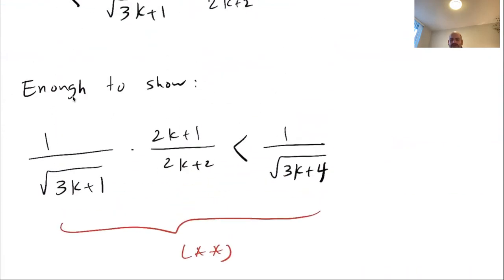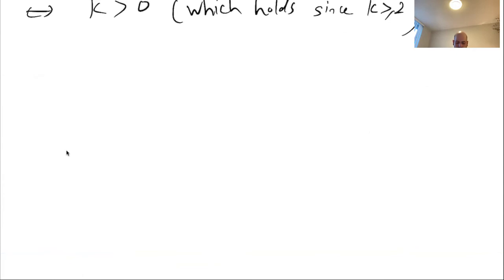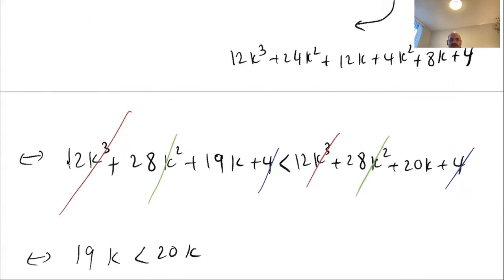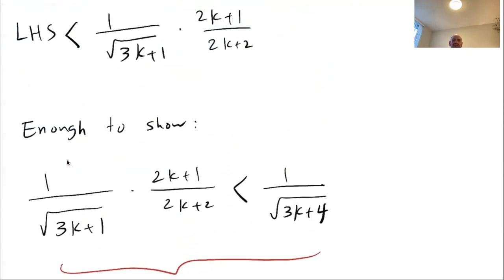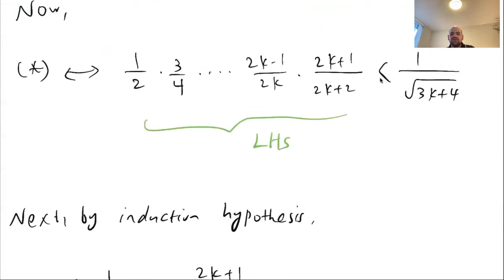And I already established that it's enough to show 2 star, and 2 star holds because k is bigger than 0. So therefore, 2 star holds. And we already established that it's enough to show 2 star, and we just established that 2 star holds. Because why was it enough to show 2 star? Because if 2 star holds, then this guy will be less than this guy. And then that means left-hand side is less than right-hand side, which is what we needed to show in order to complete the inductive step.